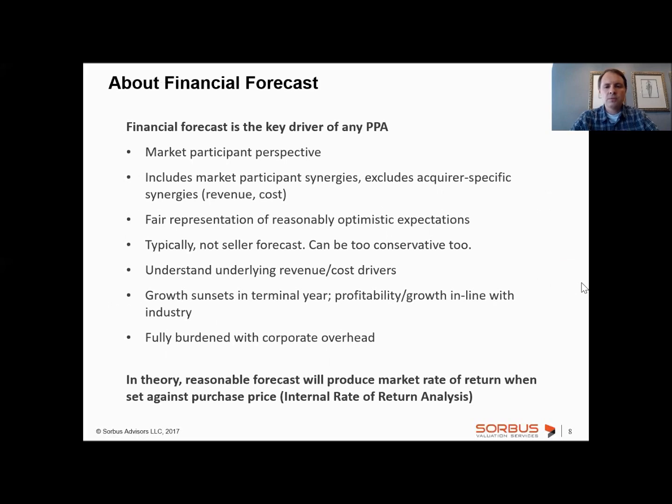So financial forecast typically takes center stage in the purchase price allocation analysis. Regardless of whether you prepared one for your acquisition or not, there has to be a good and robust financial forecast. If there is no forecast, then you would have to create one for the purposes of the purchase price allocation. But quite honestly, we can talk about financial forecast for the whole hour. It's really a big subject matter that we deal with extensively.